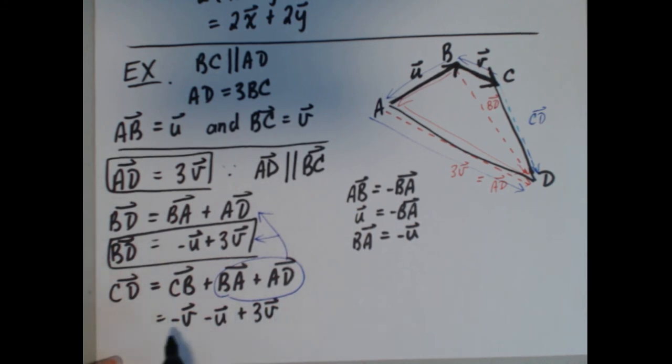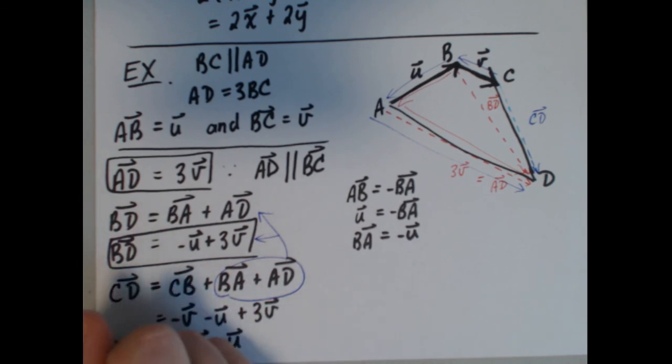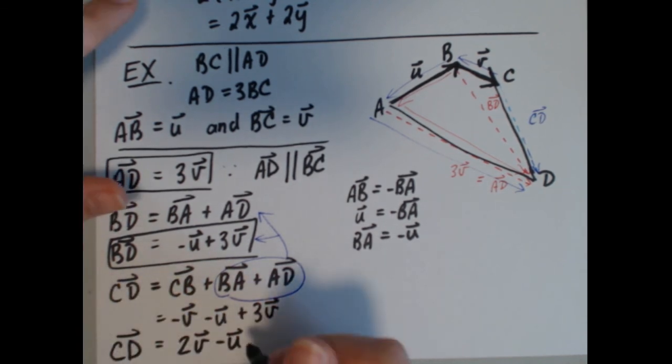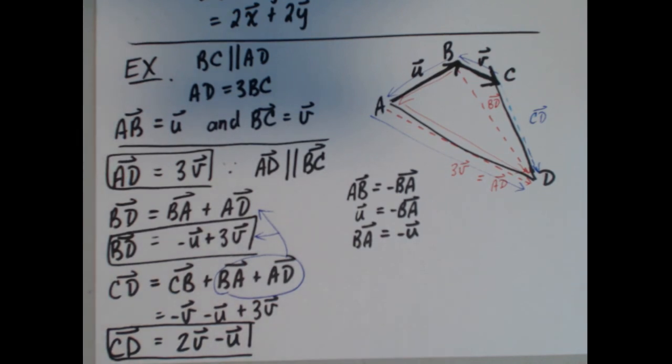And finally, collect your like terms. I have two sets of V's, so 3V minus 1V. That's 2V. So 2V minus U is equal to CD. And that is the answer for that last piece there.